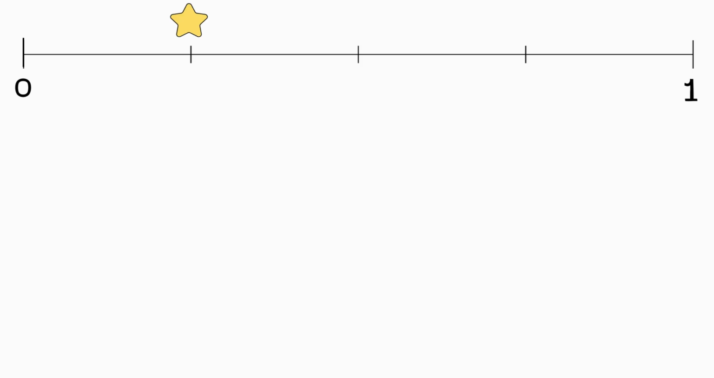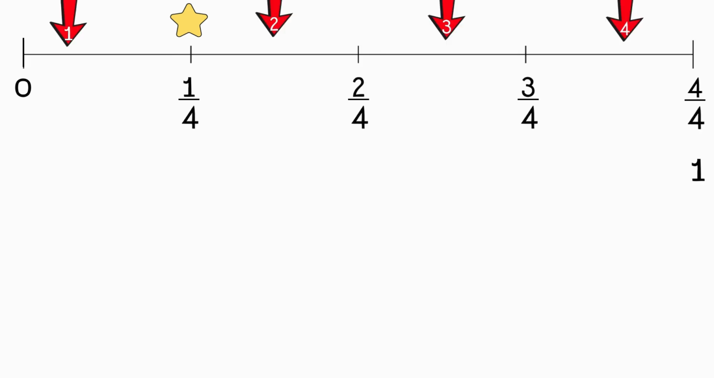Draw a star at this tick mark. Your job is to find the fraction that the star sits on. You need to count the spaces between marks to get the total number of parts. That's your denominator. Then fill in the numerators to find out where the star is. Press pause while you work. Then press play to check your work. Press pause now. There are 4 spaces, so the denominator is 4. The star sits at 1/4.